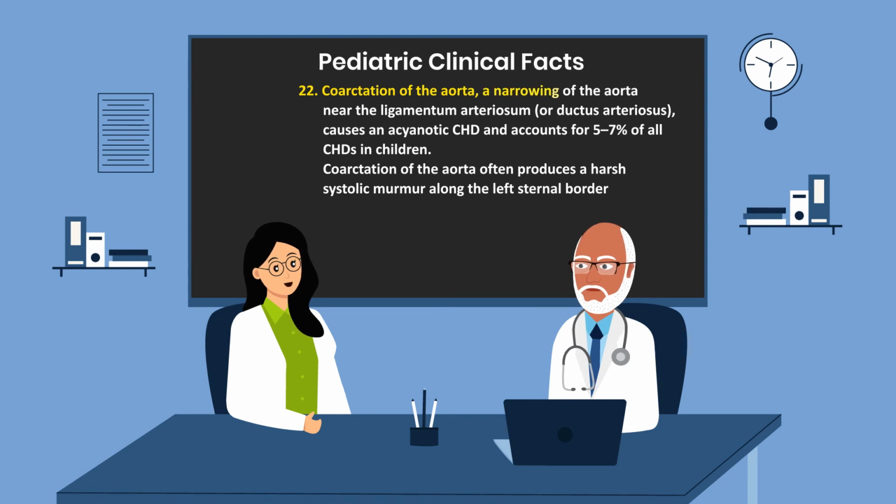Coarctation of the aorta, a narrowing of the aorta near the ligamentum arteriosum, causes an acyanotic congenital heart disease and accounts for 5 to 7% of all congenital heart diseases in children. Coarctation of the aorta often produces a harsh systolic murmur along the left sternal border.